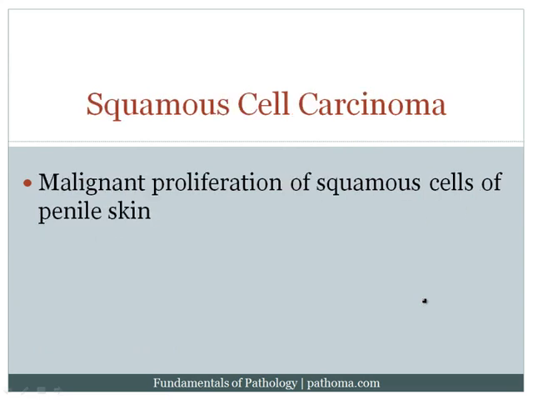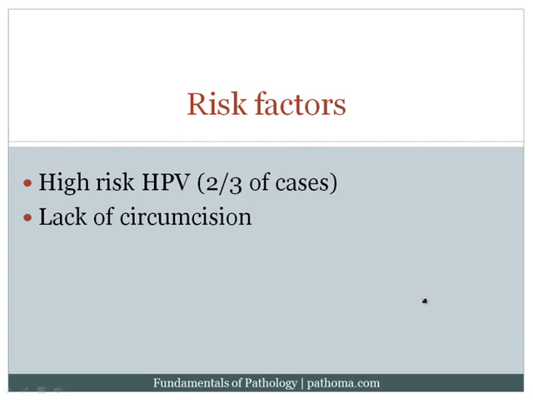Squamous cell carcinoma of the penis is a malignant proliferation of squamous cells of the penile skin. The risk factors are going to be the same standard risk factors, in particular high-risk HPV: 16, 18, 31, 33, those are your high-risk HPVs. Two-thirds of squamous cell carcinoma of the penis is due to high-risk HPV.